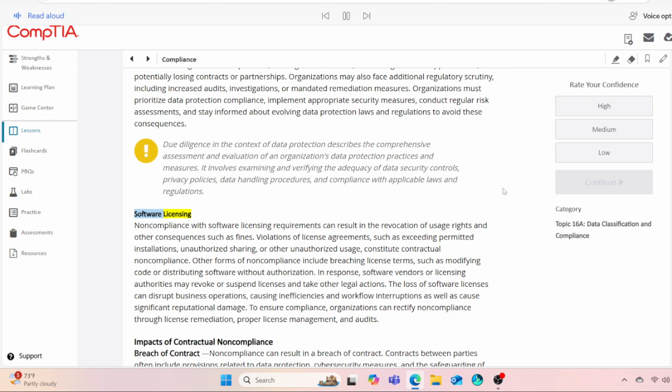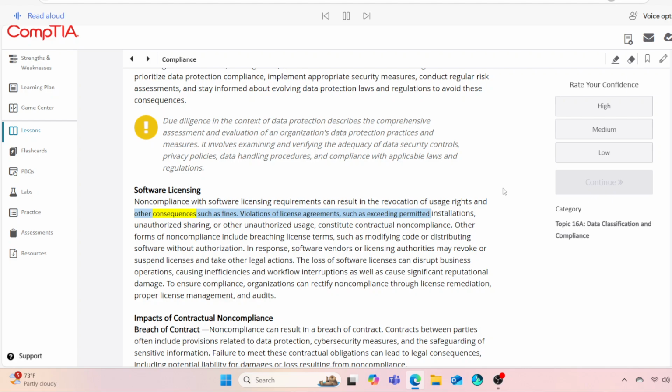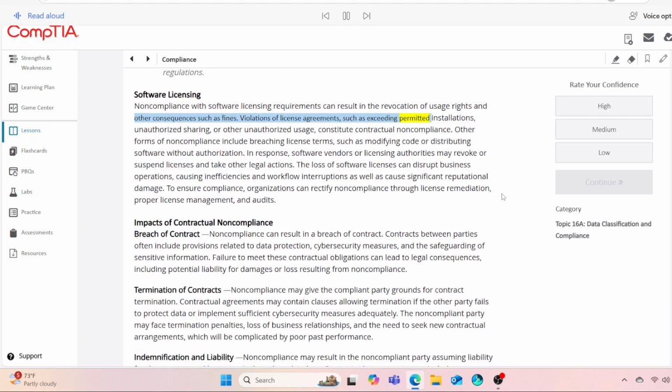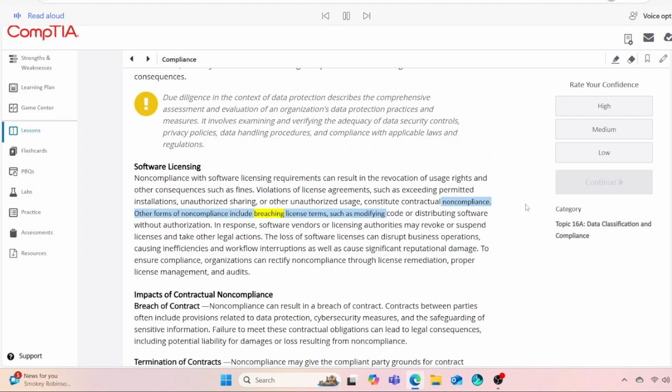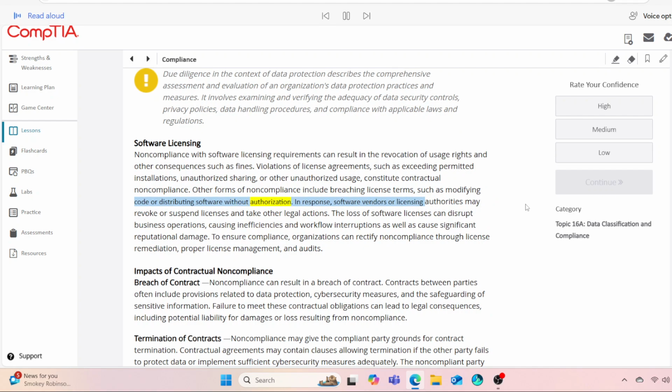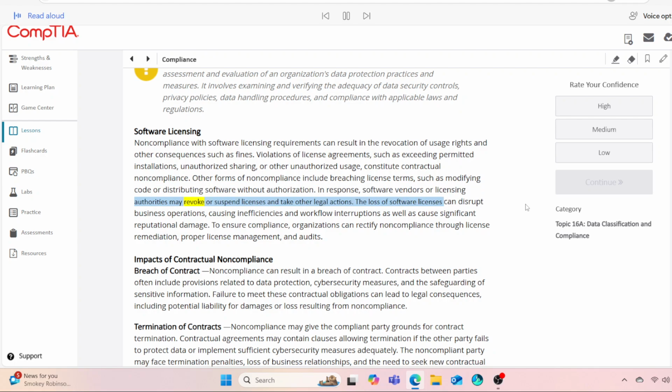Software licensing. Noncompliance with software licensing requirements can result in the revocation of usage rights and other consequences, such as fines. Violations of license agreements, such as exceeding permitted installations, unauthorized sharing, or other unauthorized usage, constitute contractual noncompliance. Other forms of noncompliance include breaching license terms, such as modifying code or distributing software without authorization. In response, software vendors or licensing authorities may revoke or suspend licenses and take other legal actions.